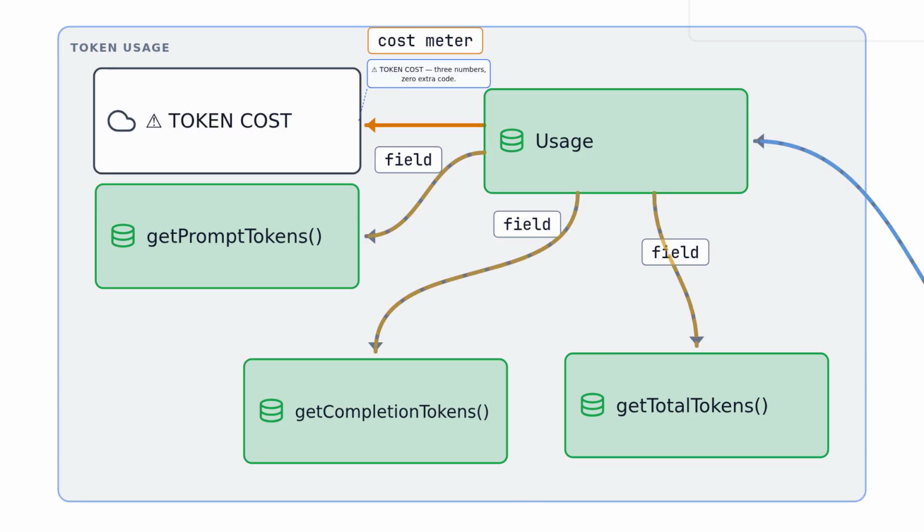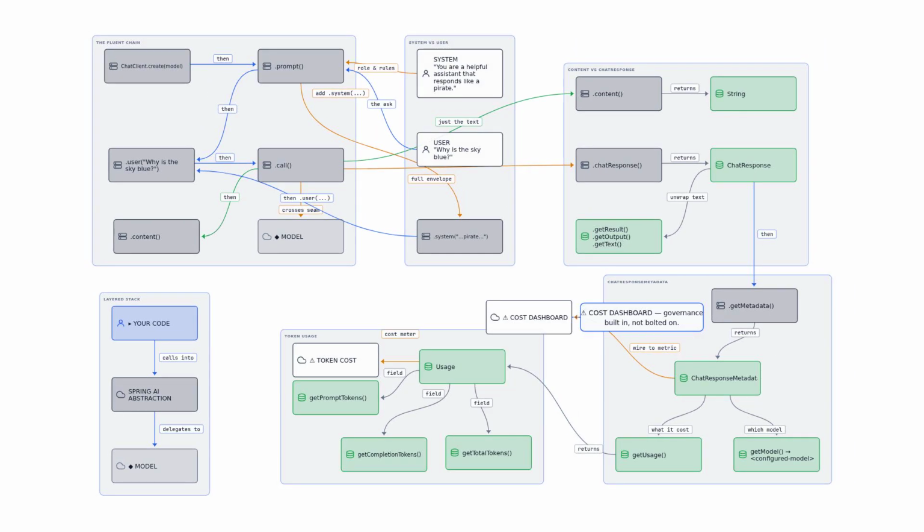This is your cost meter from line one. Wire that usage object into a metric, and you have per-call cost tracking before you have shipped a single feature. Governance built in, not bolted on. One ChatClient, one seam, and observability lands for free.